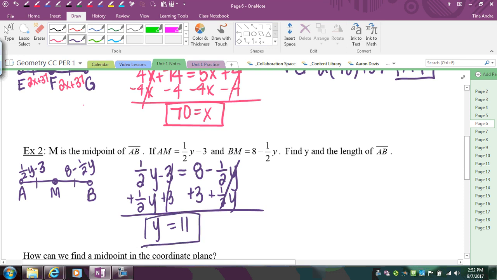The second part is going to be to plug in. You want to find the length of AB. So really, I want to find the length of the entire thing. So if we find the length of one of these parts, it's going to be the same for both since they're equal. And then we just add them together.